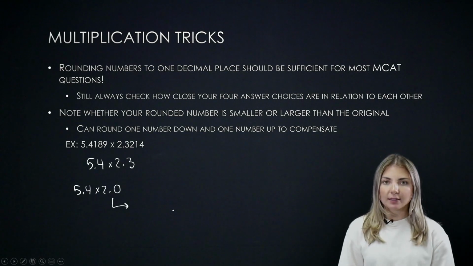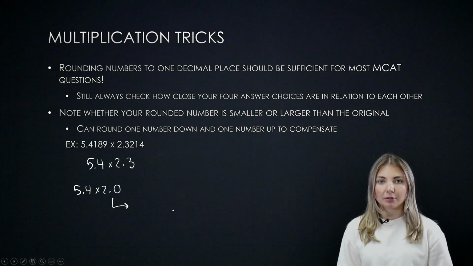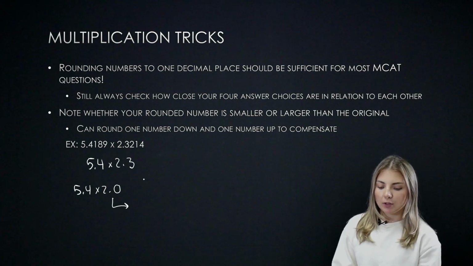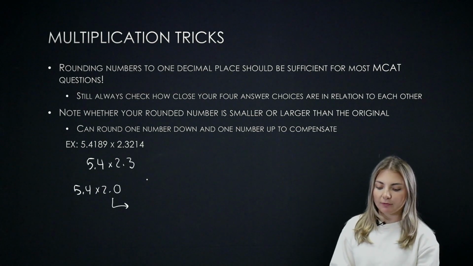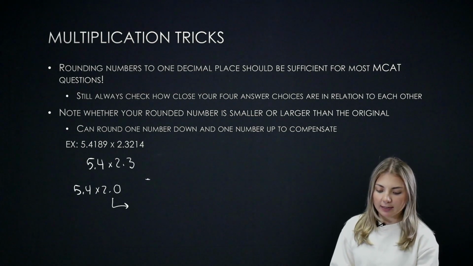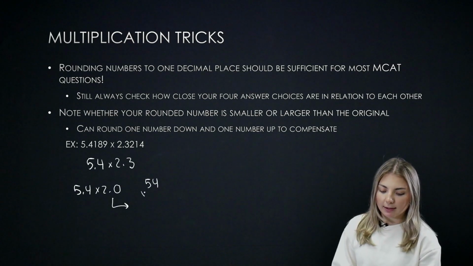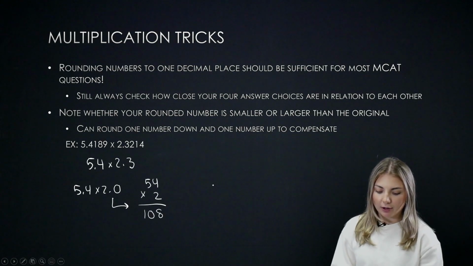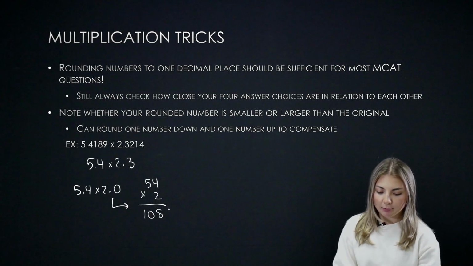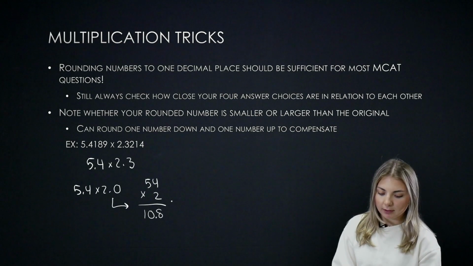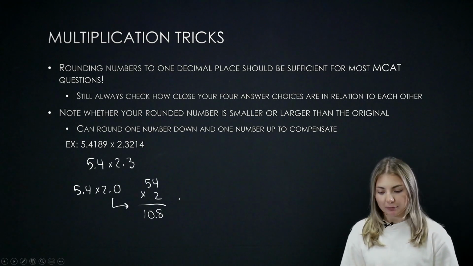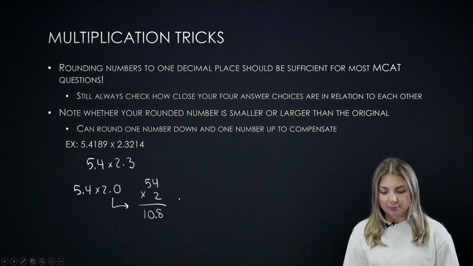And I like to move the decimal points in order to make the multiplication easier, and then I will move them back at the end. So I'm going to move the decimal point in 5.4 one to the right, so we'll have 54 times 2, and 4 times 2 is 8, 5 times 2 is 10, so we have 108, and then we'll move that decimal point back one to the left. So we have 10.8. And now we have the 0.3 left of the 2.3 decimal.